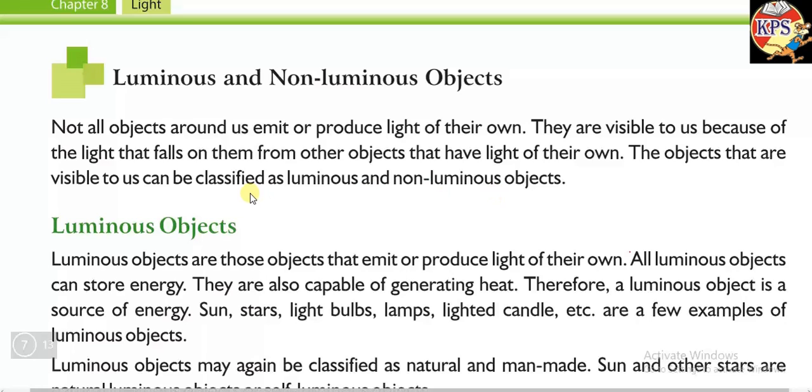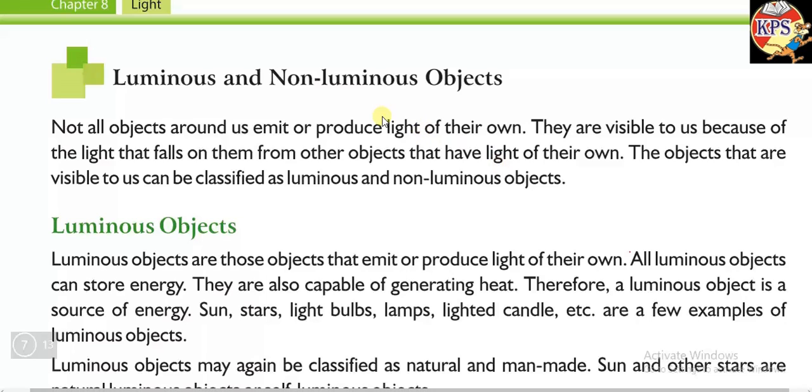First thing I want to explain is that not all objects around us emit or produce light of their own. They are visible to us because of the light that falls on them from other objects that have light of their own. The objects that are visible to us can be classified as luminous and non-luminous objects.